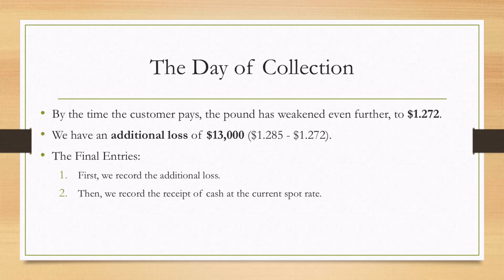Now, we fast forward to the day of collection. By the time the customer finally pays, the pound has weakened even further to an exchange rate of $1.272. This means we have an additional loss of $13,000 that occurred between our year-end and the payment date. So, on the day of collection, we actually make two entries. First, we record this final foreign exchange loss. Then, we record the receipt of cash, converted at today's spot rate, which clears the receivable off our books.